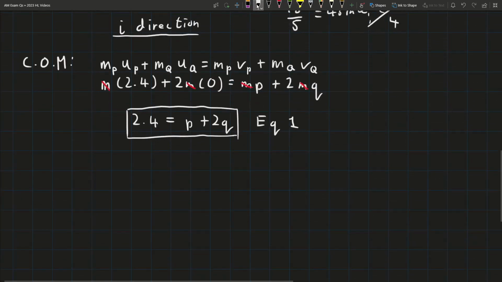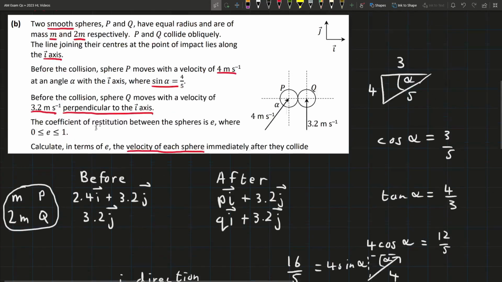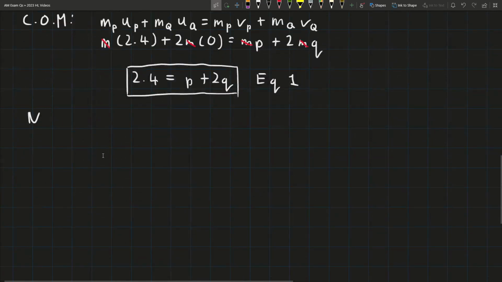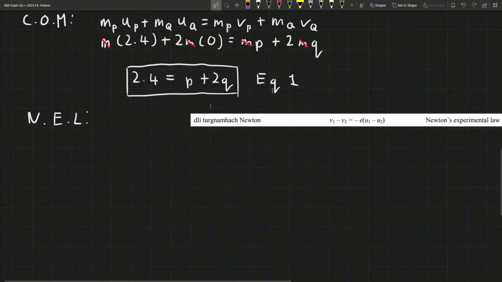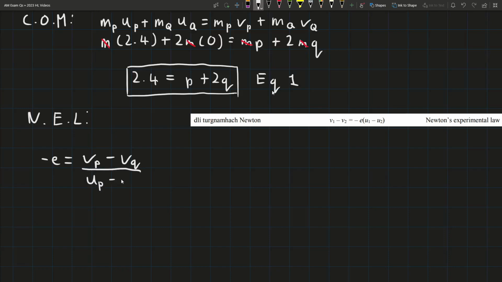So the next thing you'd always do in a collisions question is look at Newton's experimental law, especially if they're asking it in terms of E, you're going to want to use this law. It's on the same page as the conservation of momentum, page 51 in the formula and tables. There it is there on the right. V1 minus V2 equals minus E times U1 minus U2. We can rearrange that slightly to give us that minus E equals V1, we're going to call P, minus V2, which is Q, all over UP minus UQ.